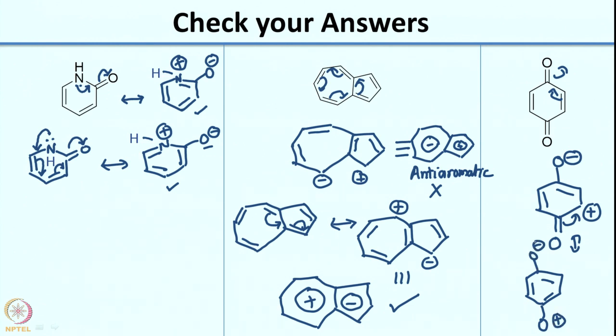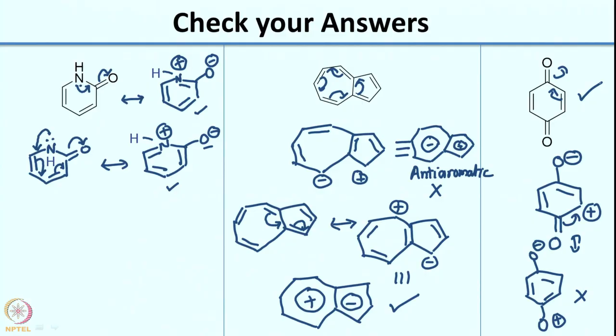Now here what happens in this structure is that I have a positive charge on oxygen, which is an electronegative atom. So this is not a major contributing structure. In this case, the major contributing structure would actually be the neutral molecule. So this is an example of a non-aromatic compound, whereas in this case, you have an example of an aromatic compound.